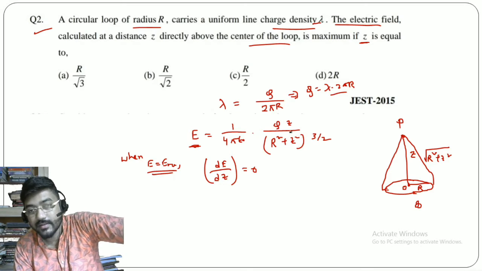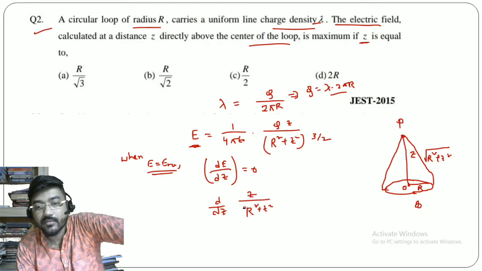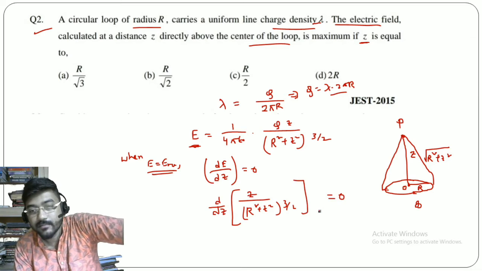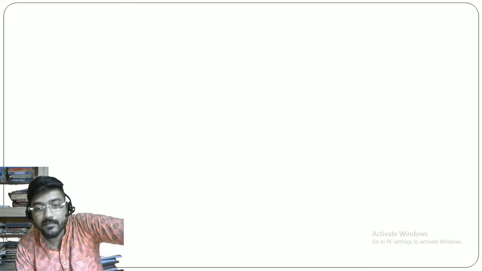So we have to differentiate this function, z upon r square plus z square to the power 3 by 2. Because this q upon 4 pi epsilon is constant, we have to just differentiate this function, d dz of z upon r square plus z square to the power 3 by 2. We need to differentiate this function just. This will be the condition. Okay, so let me do it on the next page.